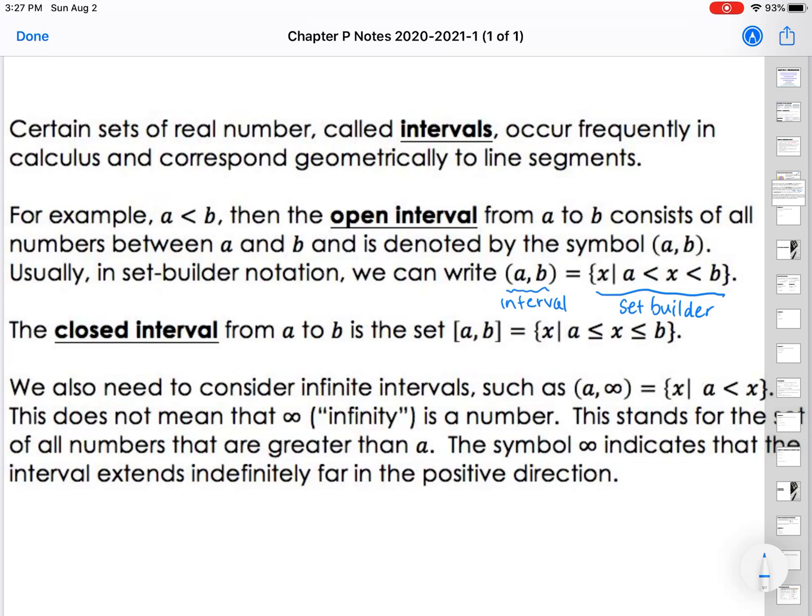So when we say that we're going from A to B, we are not including A and B when these are curved parentheses, okay? So this is saying that x is really between A and B. When we have a closed interval, we are including them. That would be less than or equal to. So that's where we see these kind of squared off braces here, or brackets, okay?